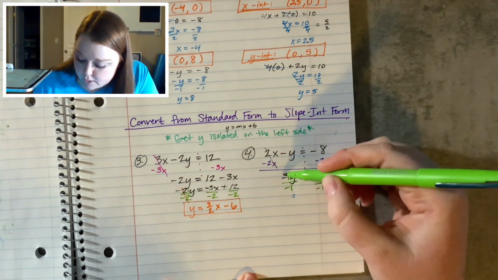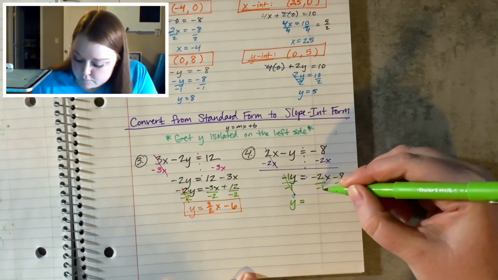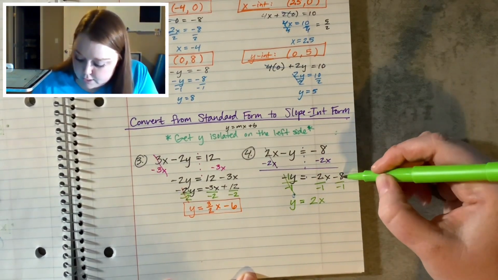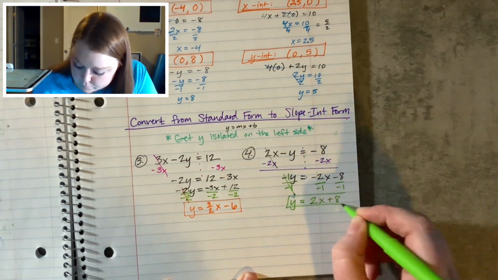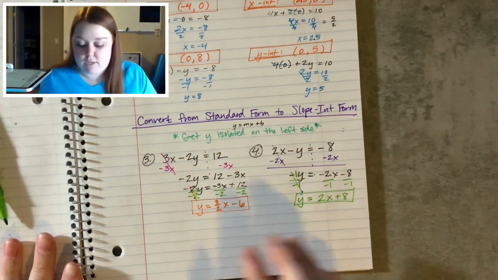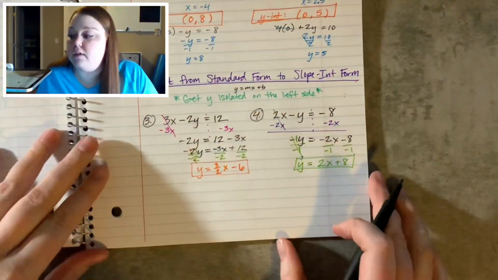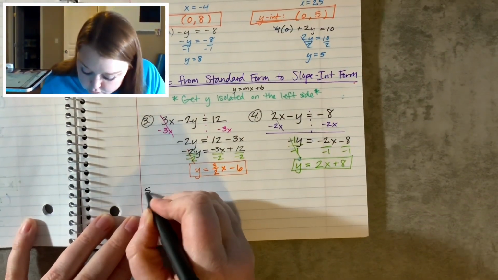All right, so that cancels. I'm left with y. -2 divided by -1 is +2. So I have 2x there. -8 divided by -1, +8. Final answer, y equals 2x minus 8. So you subtract the x term and then you get y by itself. So you divide by whatever's attached.